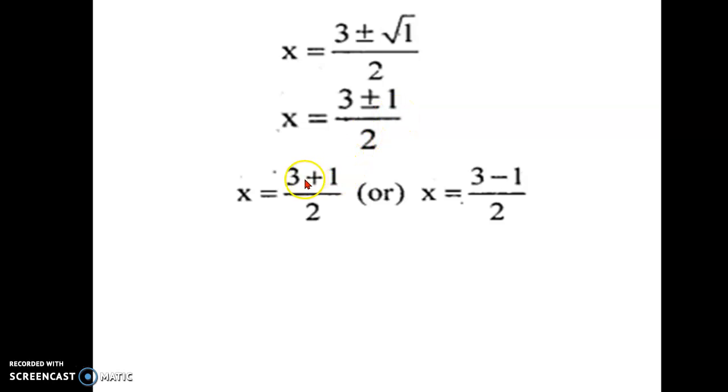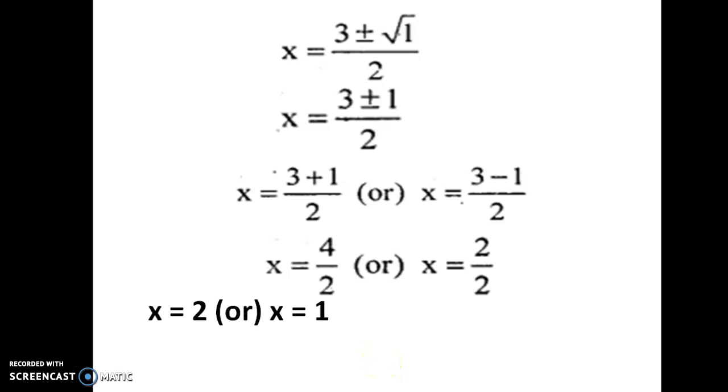Okay. So that's why 3 plus 1 divided by 2 or 3 minus 1 divided by 2. Okay. So 4 by 2 and 2 by 2. So 4 by 2 is 2 and 2 by 2 is 1. So these two are the roots of the equation.